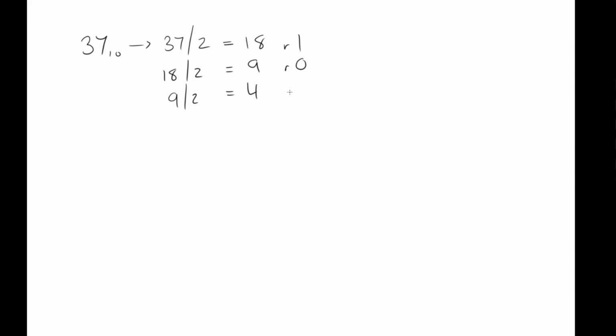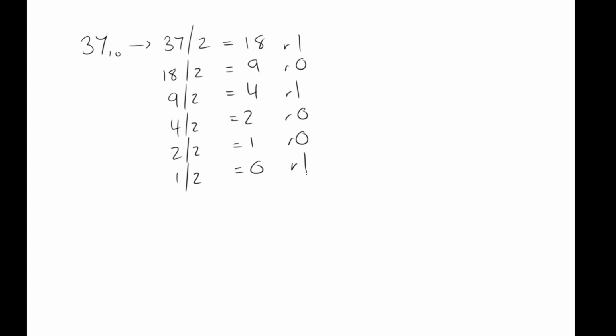Let's do another quick example. Let's do a bit of a bigger number. Let's do 37 base 10, and let's start our division. 37 divided by 2 is 18, remainder 1. Let's do 18 divided by 2 equals 9, remainder 0. 9 divided by 2 is 4, remainder 1. 4 divided by 2 is 2, remainder 0. 2 divided by 2 is 1, remainder 0. 1 divided by 2 is 0, remainder 1.